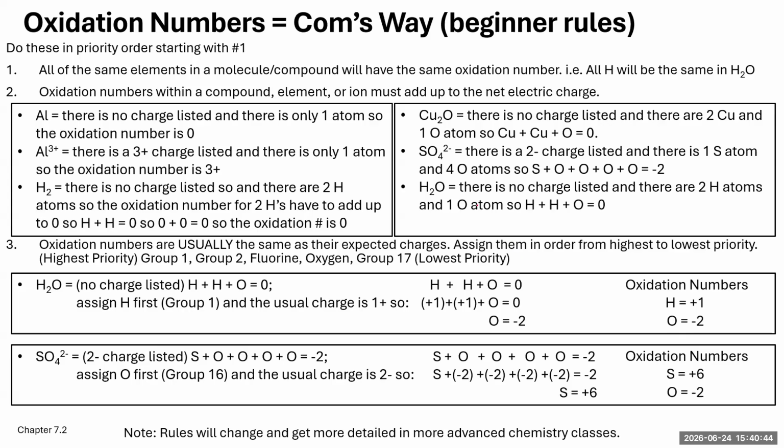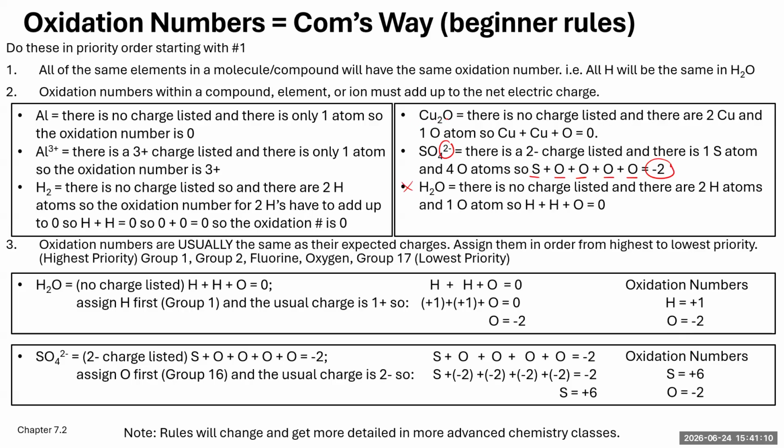Let's work backwards here. We already did water, so let's cancel that. Sulfate is 1 sulfur, 4 oxygens, and it's a 2 minus. So sulfur, oxygen, oxygen, oxygen, oxygen have to add up to -2. All right, we'll come back to that one later. We're just thinking about the rules here.